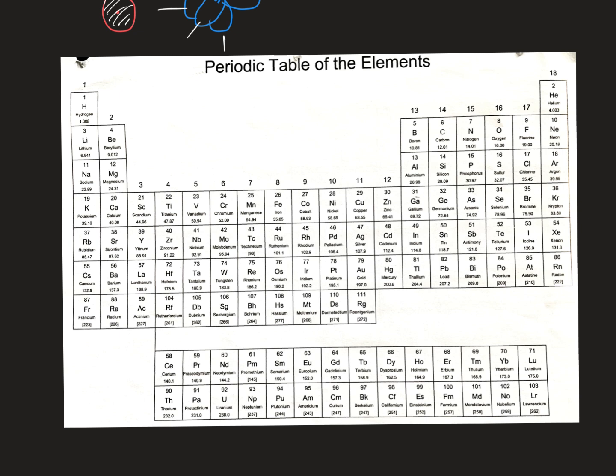So valence electrons are the electrons on the outside of the atom. Valence means the outside, I guess. These are the only electrons that participate in a chemical reaction, the only ones that change. So really, these are the only ones we're interested in, for this class anyway. Valence electrons are the electrons in the outermost energy level.